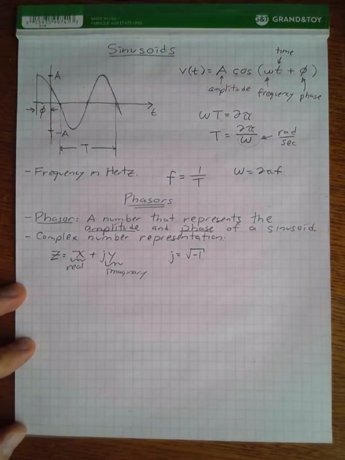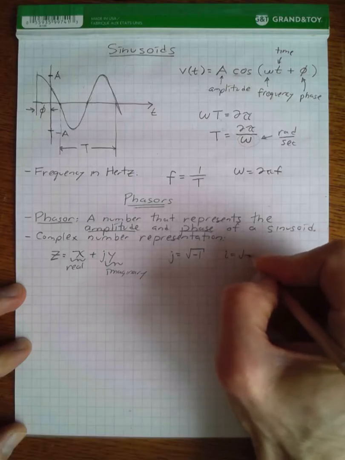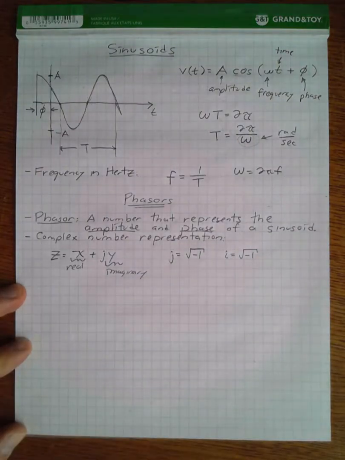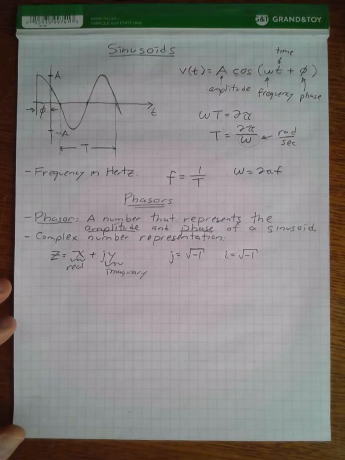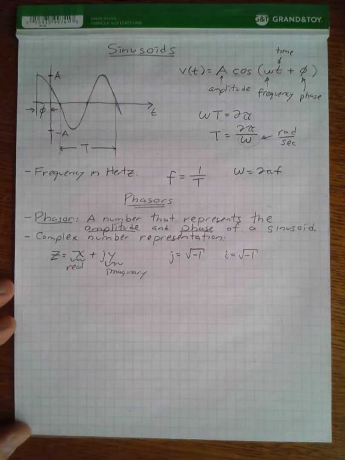Now, often in many scientific computing packages, they will use the number i instead of j. But as engineers, we like to use j because i is typically what we use to represent current. So scientists, mathematicians and so on will often use i, but we like to use j.